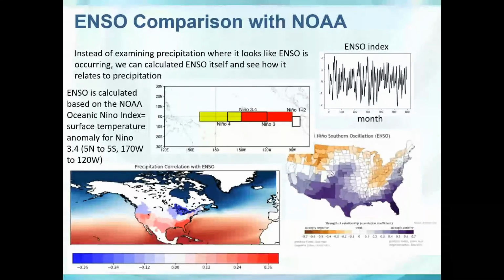So when you calculate that time series, you end up with something that looks like this figure in the top right. So when you have a positive ENSO, that indicates a La Nina, and a negative ENSO indicates an El Nino.